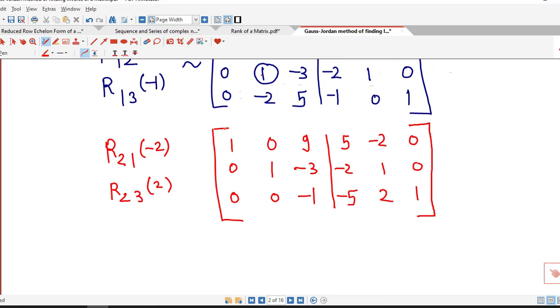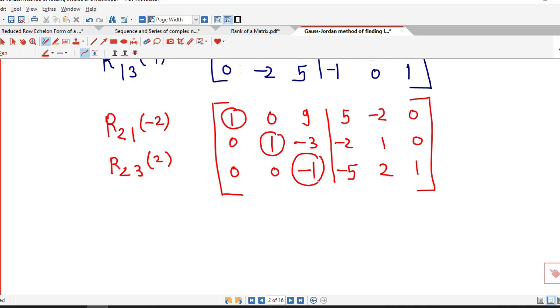So now we can see this is the first non-zero entry of first row. All the entries below this entry are 0. This is the first non-zero entry of second row. All the entries above and below this entry are 0. And now we come here, this is the first non-zero entry of third row, so it must be 1.